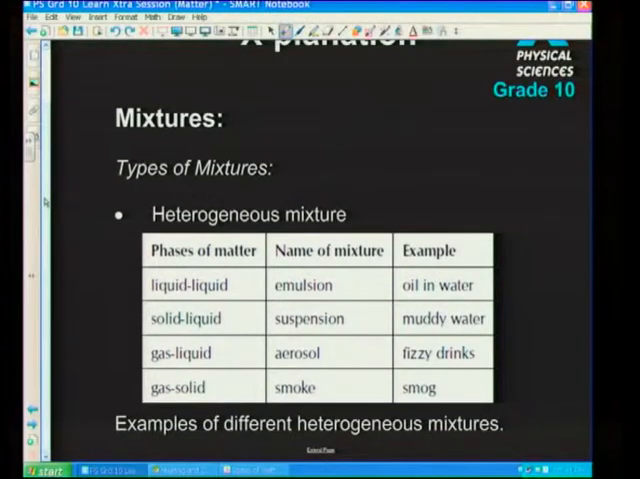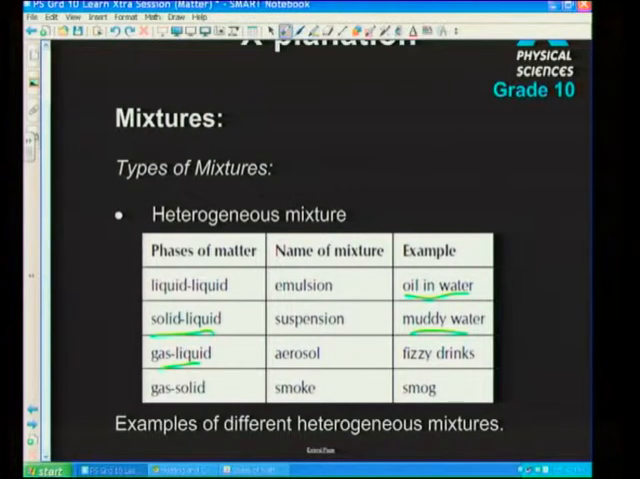I've shown you some examples, but we can give some names to them, and these are given in your textbook, in the Everything Science textbook. A liquid and a liquid that are immiscible, we call that an emulsion. An example is oil and water. When we get a solid and liquid, like mud and water, we call it a suspension.